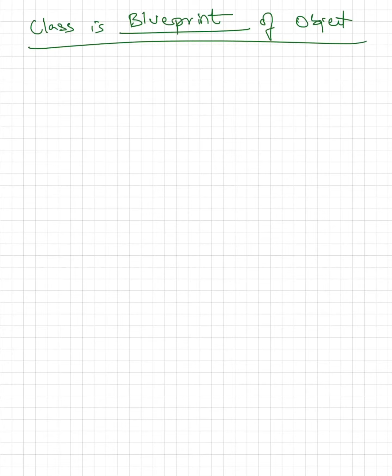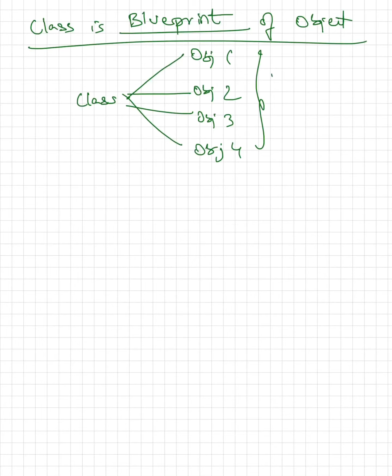Let's take one more example before we get into encapsulation and other concepts. As I already mentioned, the class is a blueprint of an object. So once you write a class, you can keep creating new objects. You can have many objects: object 1, object 2, object 3, object 4. All of these behave like the class.